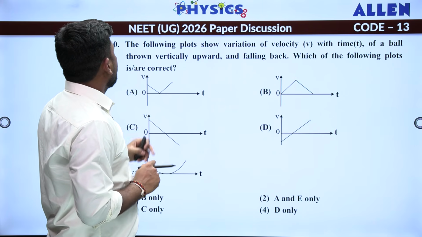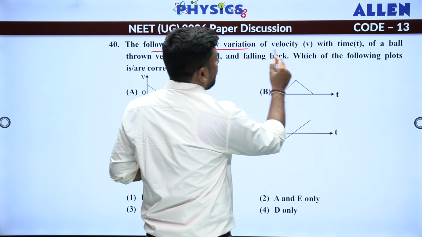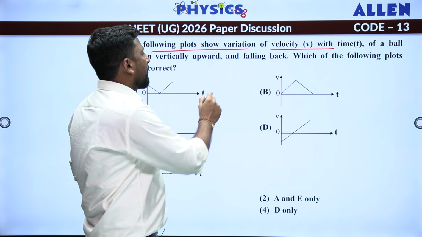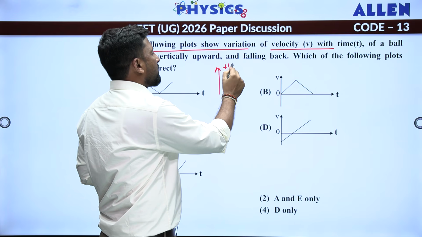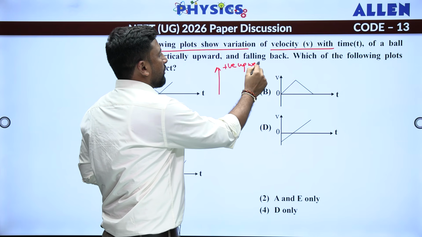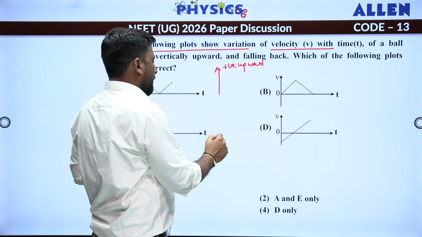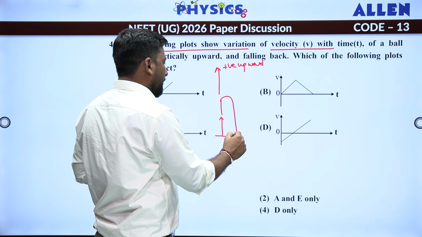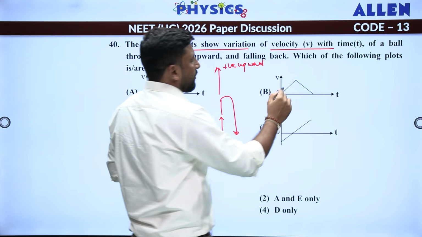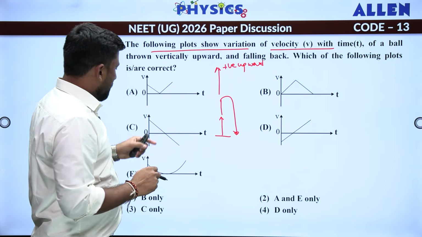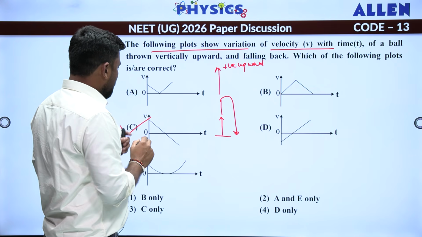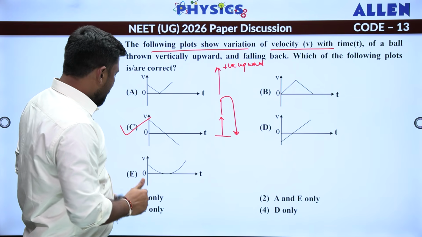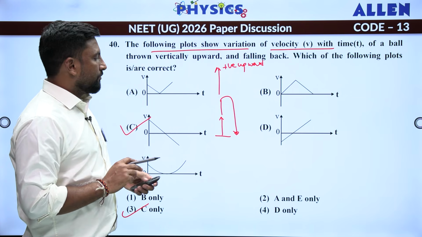Now let's move to this question. Plot the graph V versus T curve. You have to plot whenever a particle is thrown upward. So if you're going to take upward as positive, we know that whenever a particle is thrown, velocity is positive, and after the highest point, it will become negative. So it's very simple. Option 3 will be matching for this. So option C, this C graph is correct. So according to this, option 3 is correct.